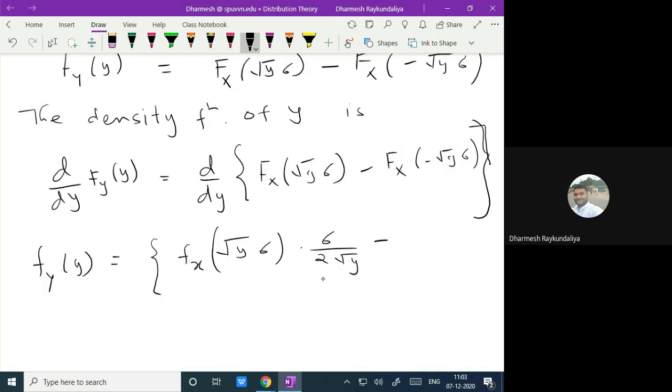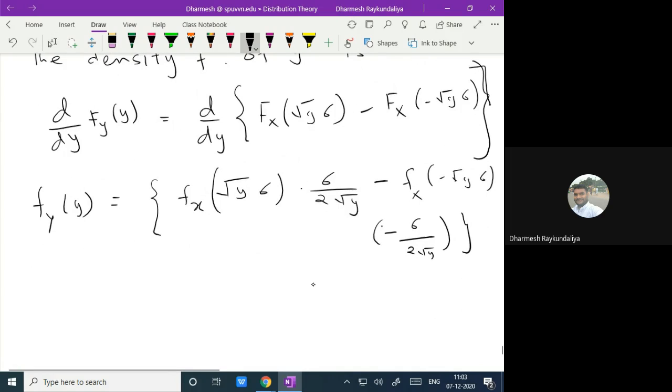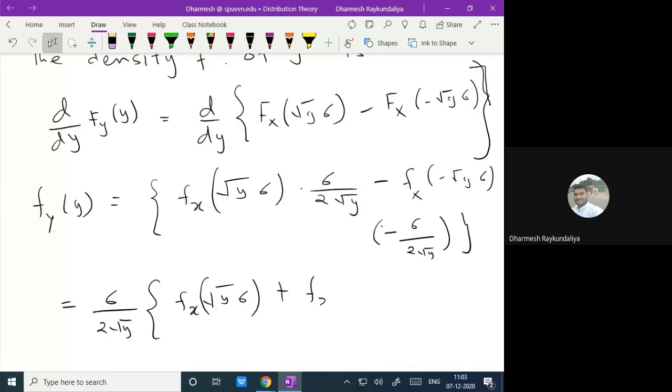Similarly here it is minus f_X(minus root y sigma). And what is the derivative of minus root y sigma? It is minus sigma upon 2 root y. So this is minus minus plus, and if we keep the sigma upon 2 root y outside, it is nothing but f_X(root y sigma) plus f_X(minus root y sigma). But we know what is the f_X?